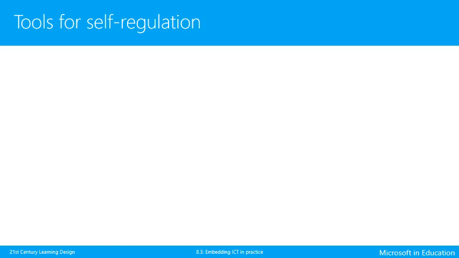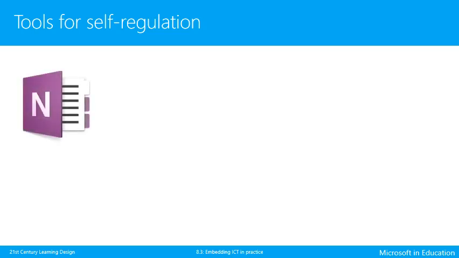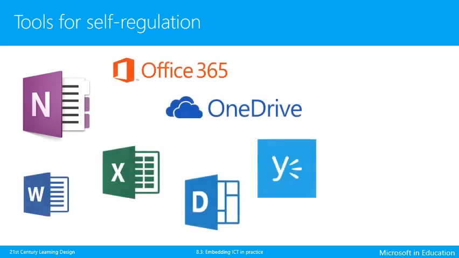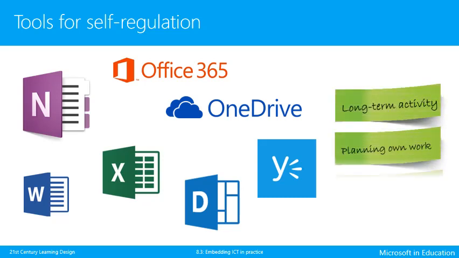When it comes to the development of self-regulation, students could use tools such as OneNote, Word, Office 365, OneDrive, Excel and Yammer to organise their learning over a long-term activity, plan their work throughout the learning activity, as well as revising their work based on feedback from their teacher, their peers or outside experts.